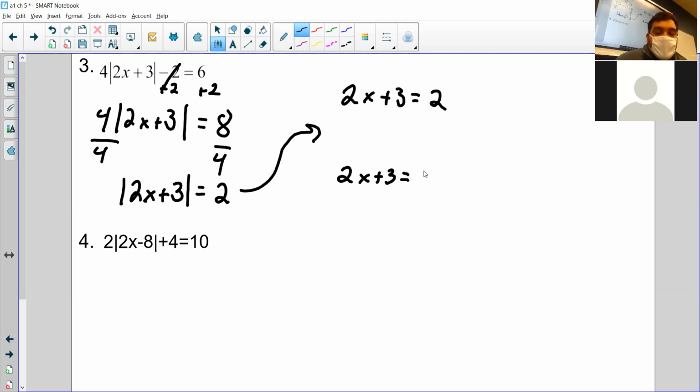After we get the absolute value by itself, we split it into 2 equations here. 2x plus 3 equals positive 2, and 2x plus 3 equals negative 2.